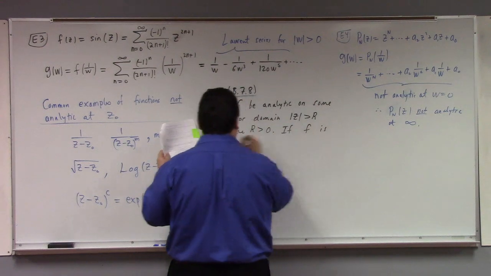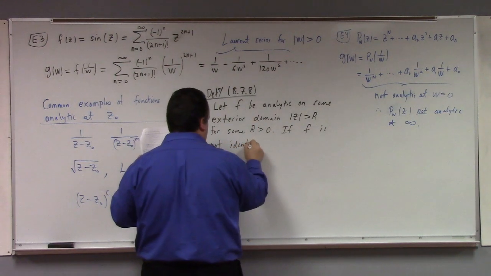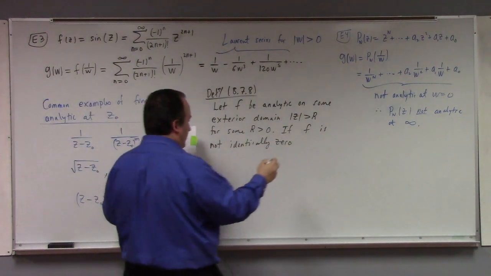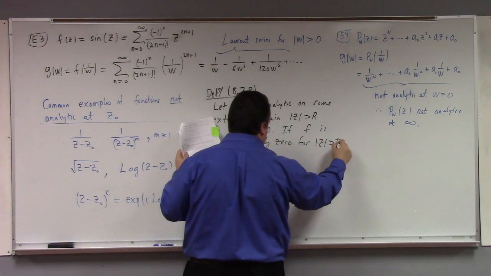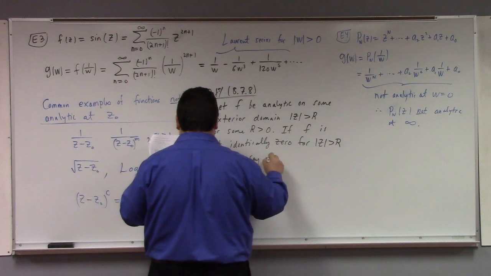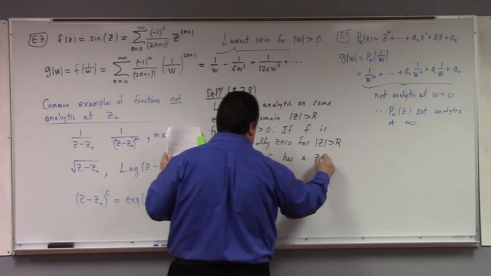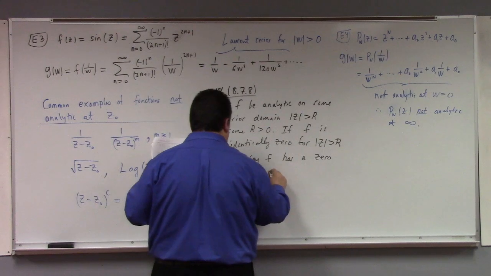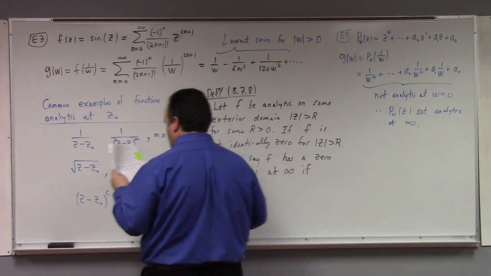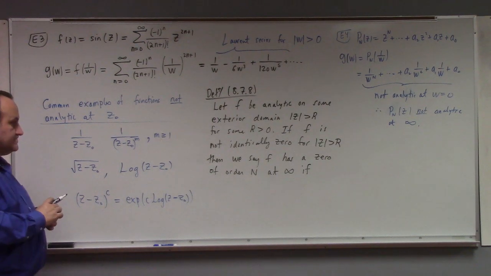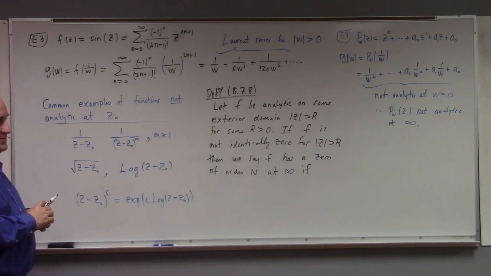If f is not identically 0 for z larger than r, then we say f has a 0 of order n at infinity if what? Can you guys complete the definition for me?